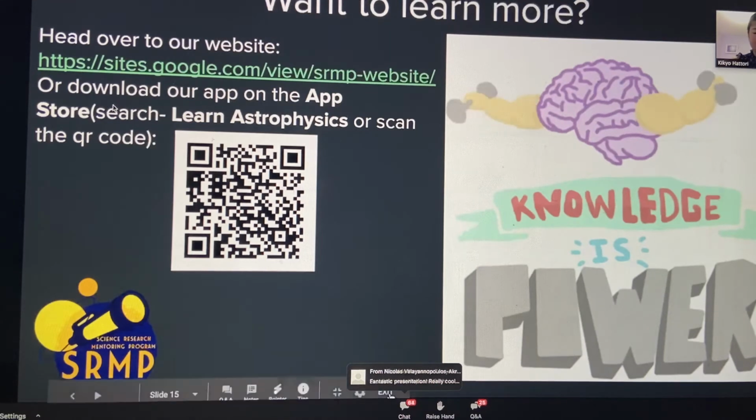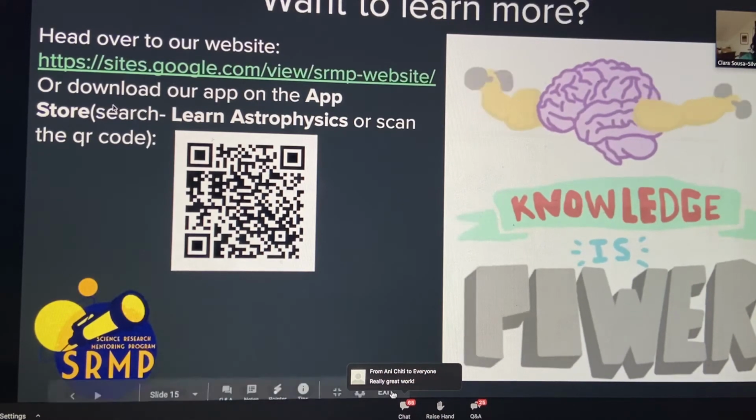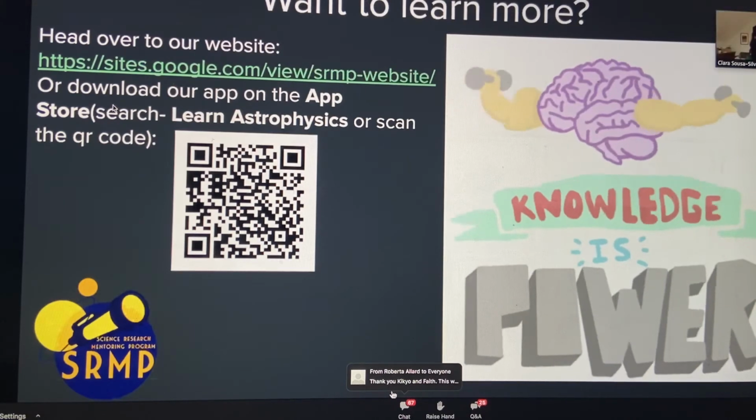That was wonderful. I wanted to ask, what is the state of this app that you made? When will people be able to download it from the Apple Store? It's actually available right now. So if you scan the QR code on the screen, it should send you to the Apple Store, and you should be able to download it. Or you can search Learn Astrophysics. You should be able to get it. That's incredible. Thank you.